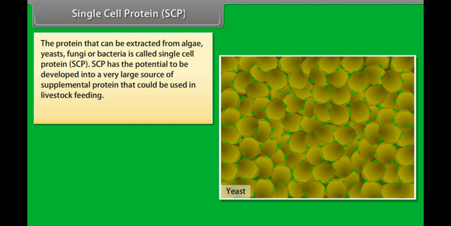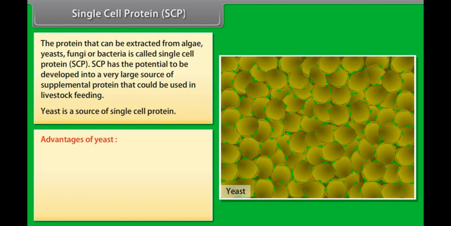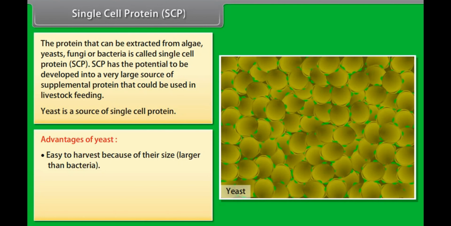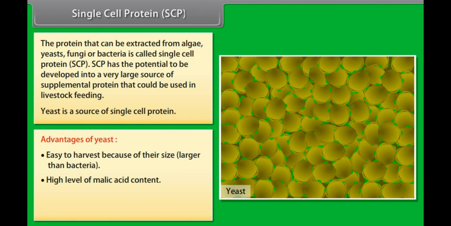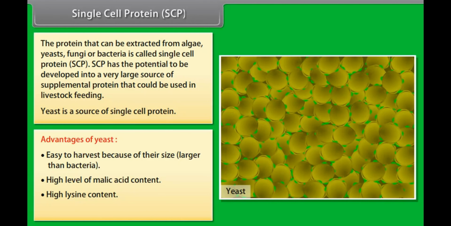Single cell protein (SCP), the protein that can be extracted from algae, yeasts, fungi or bacteria, is called single cell protein. SCP has the potential to be developed into a very large source of supplemental protein that could be used in livestock feeding. Yeast is a source of single cell protein. Advantages of yeast: easy to harvest because of their size, that is larger than bacteria, high level of malic acid content, high lysine content, can grow at acidic pH.